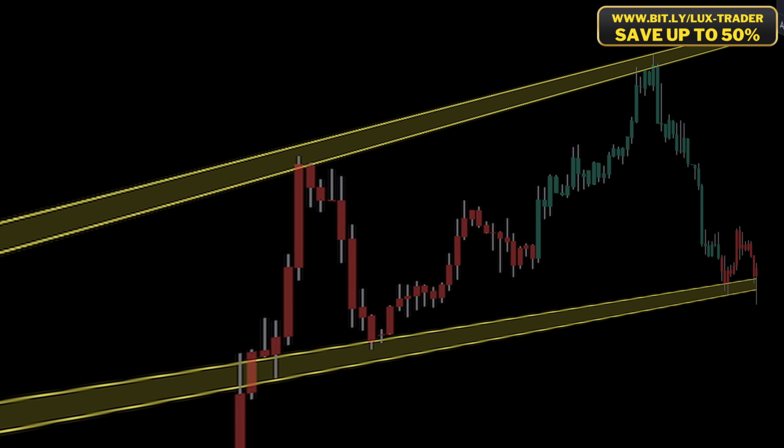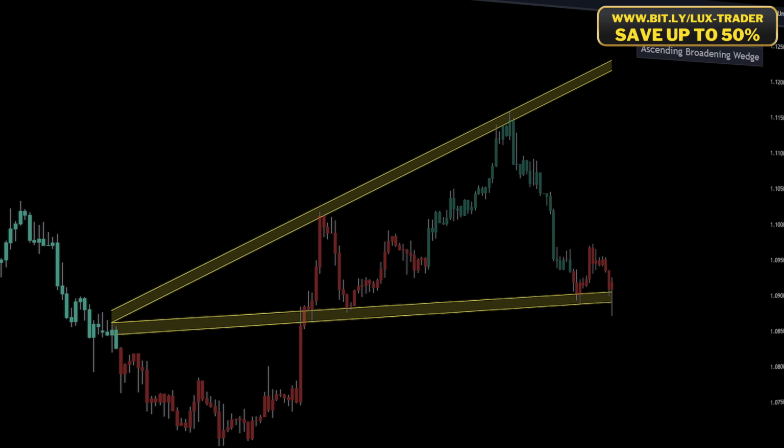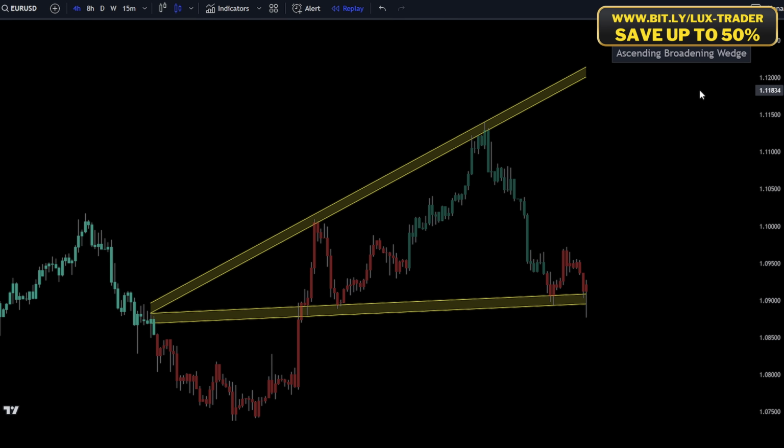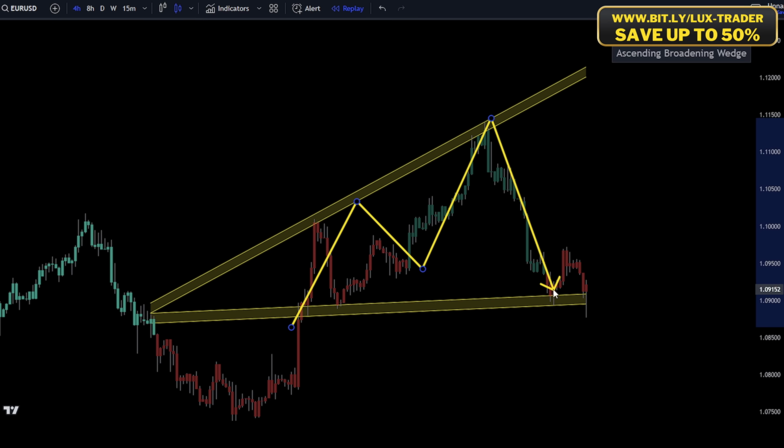For instance, here the indicator has detected an ascending broadening wedge, and you can see this information displayed on the dashboard in the upper right corner. An ascending broadening wedge is a chart pattern characterized by higher highs and higher lows, with the trend lines diverging. This pattern often indicates a potential reversal from an uptrend to a downtrend.